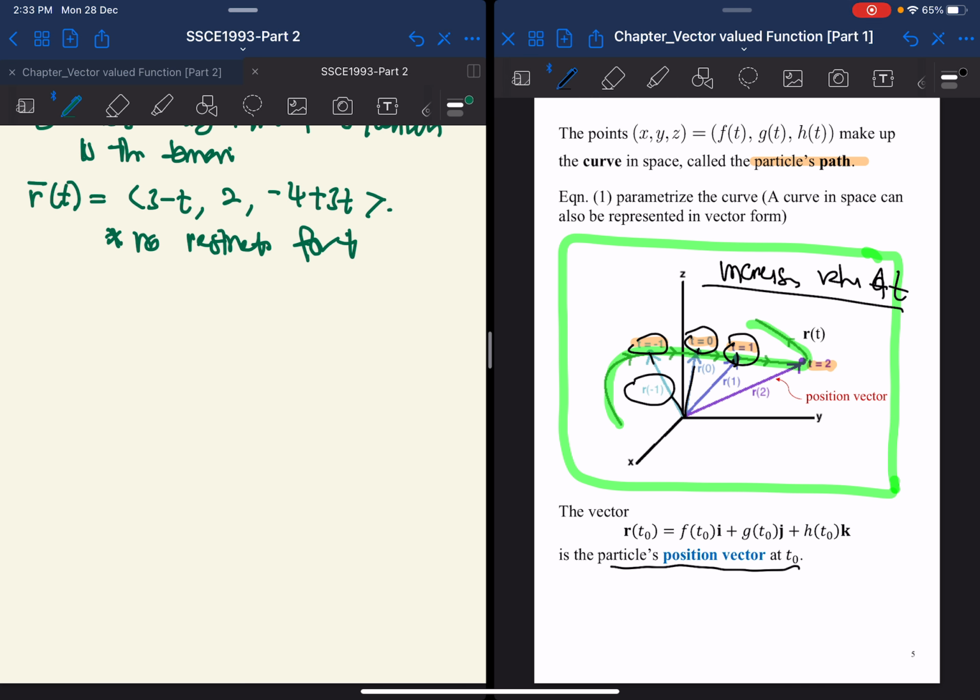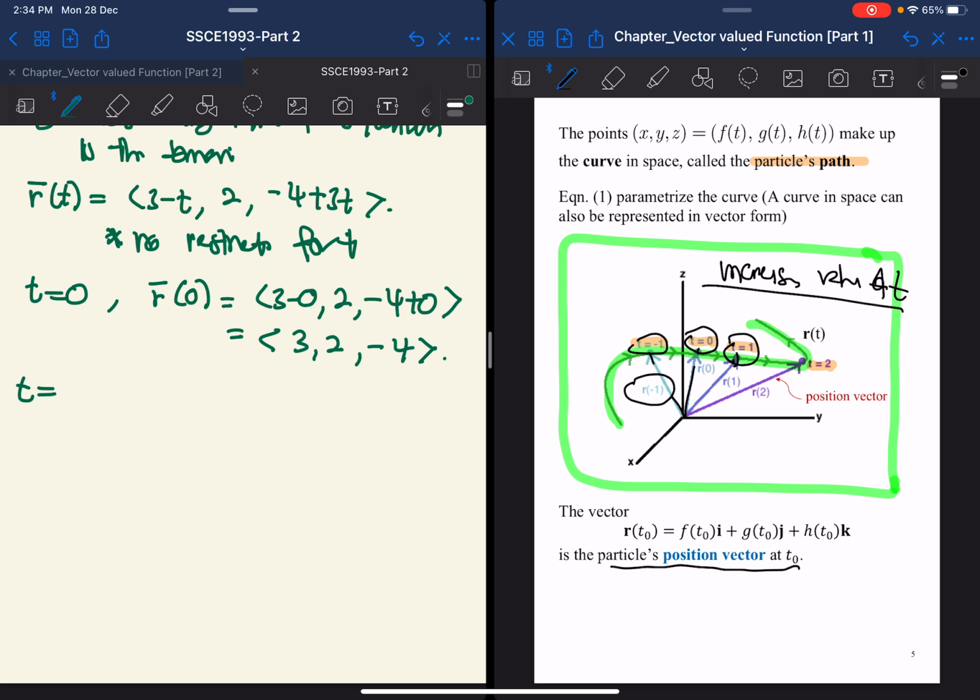With increasing values of t, let's set t equal to 0. If we set t equal to 0, our position vector is 3 minus 0, 2, negative 4 plus 0, so this will be 3, 2, negative 4. For increasing values of t, let's say we choose t equal to 2. The second position vector should be 3 minus 2, 2, negative 4 plus 3 times 2.